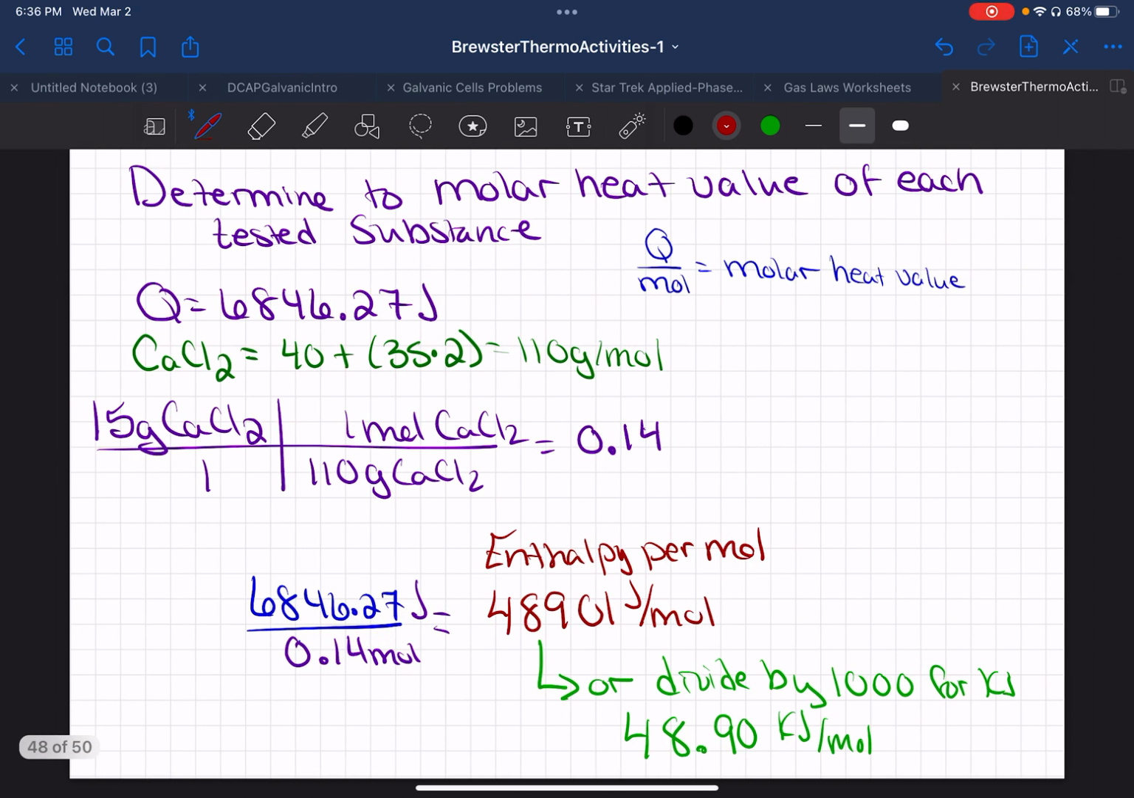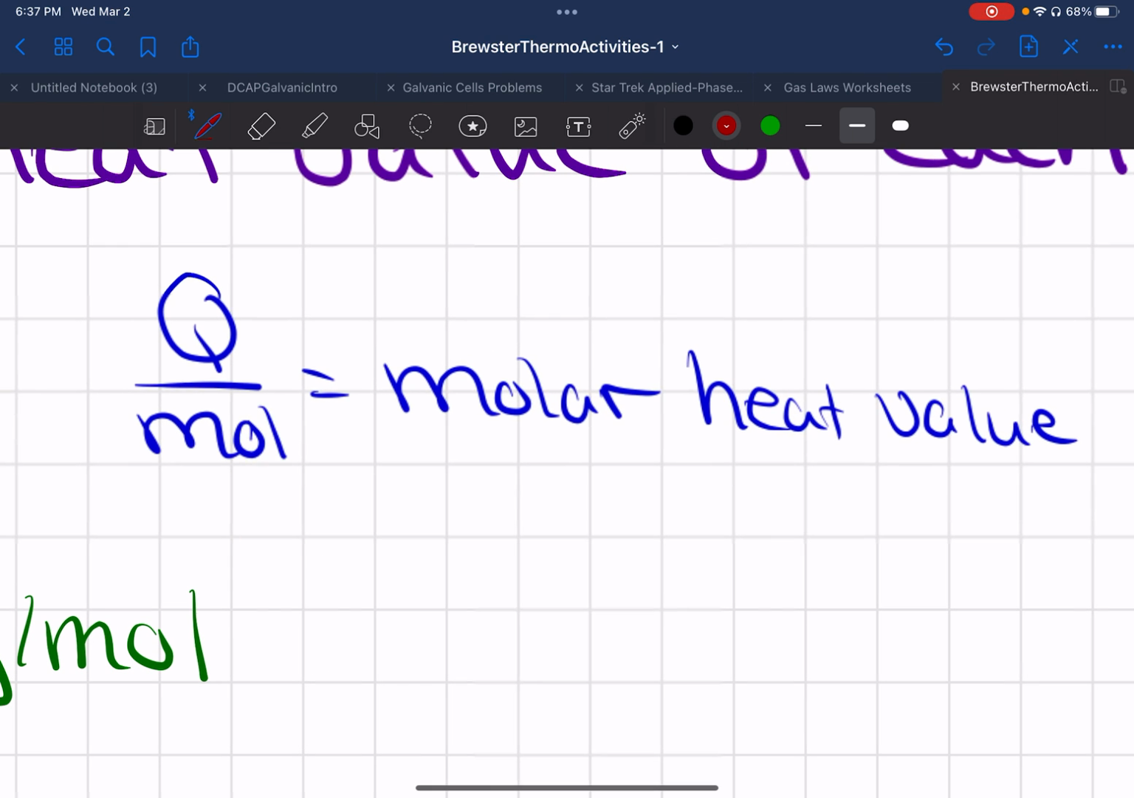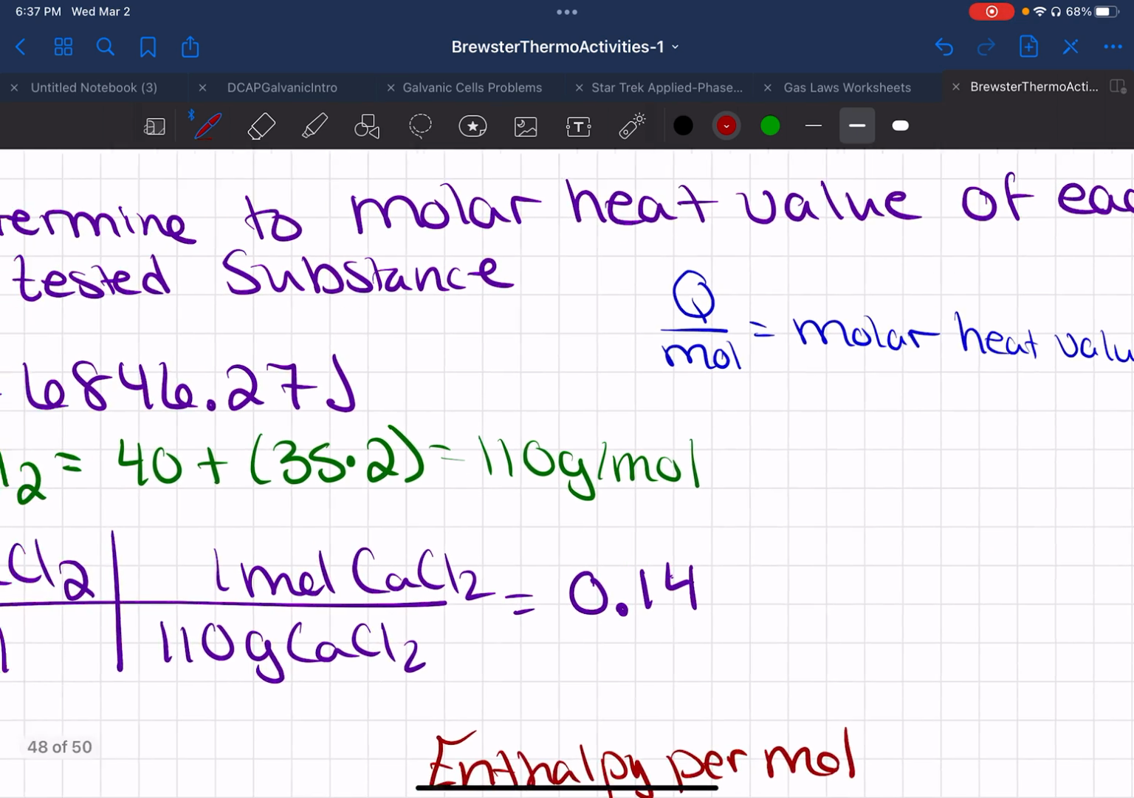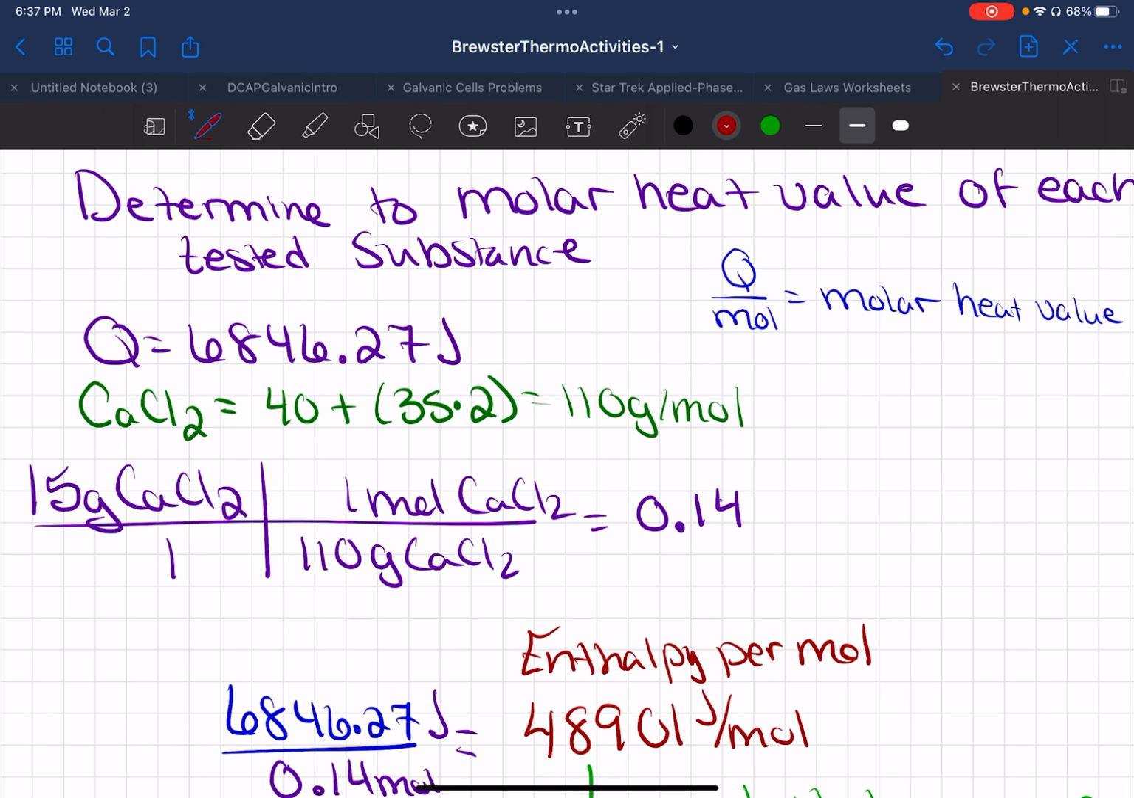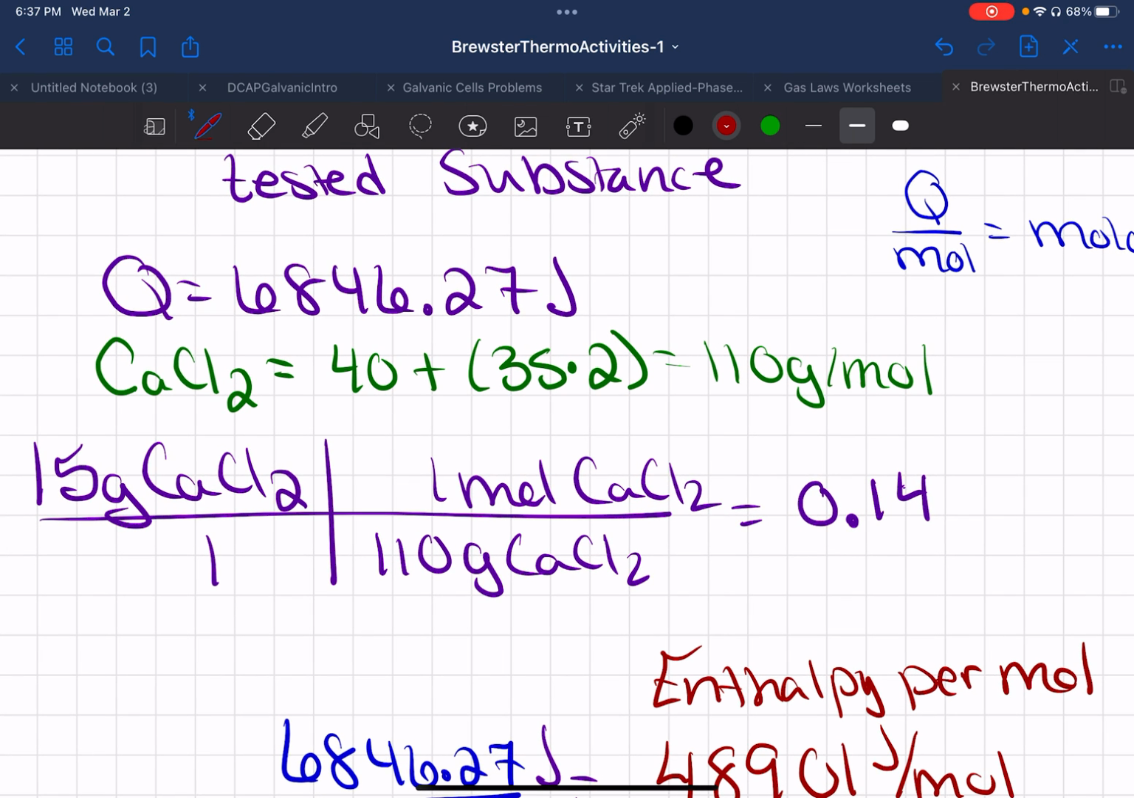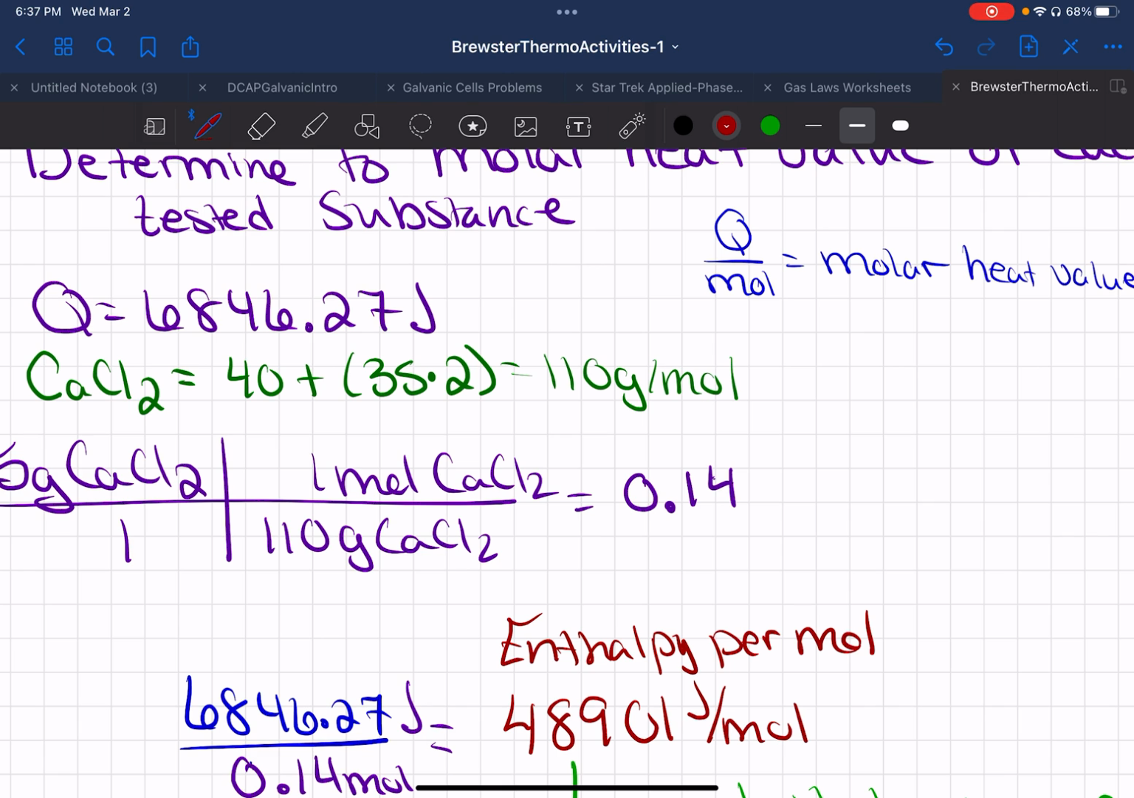So the rest of the calculations are you're to determine the molar heat value of each of the tested substances. So how do you do that? Well, molar heat value basically means that I'm going to take my Q that I found earlier and I'm going to divide by the moles, which is why you have to know how much mass of the substance you have. So I'm using my values from earlier, the 6846.27. My calcium chloride mass is 40 plus 35 times 2, so 110. Now, that's for the anhydrous. If you have the hydrous value, then you'll have to add on 2 waters.